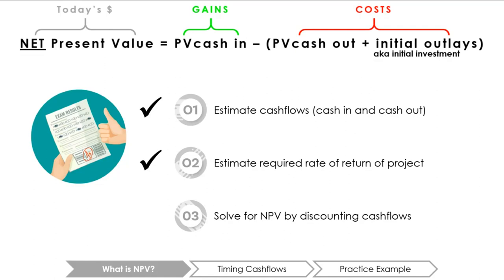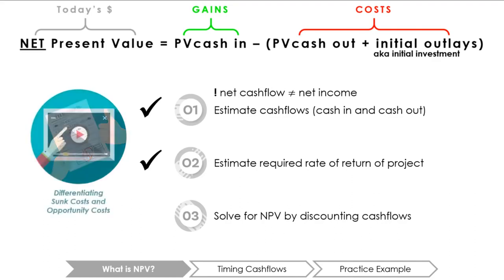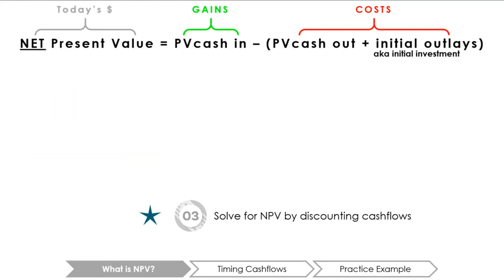However, we still have to know how to use accounting figures like net income to determine our cash flows. Remember that net cash inflow does not always equal net income. We discuss this in more detail in the video Differentiating Sunk Costs and Opportunity Costs. For now, let's focus on step 3, solving for NPV.